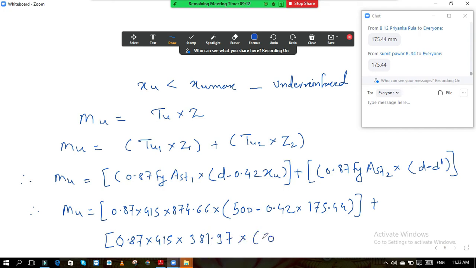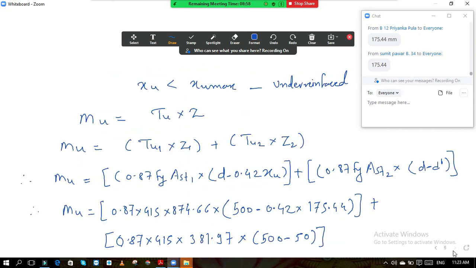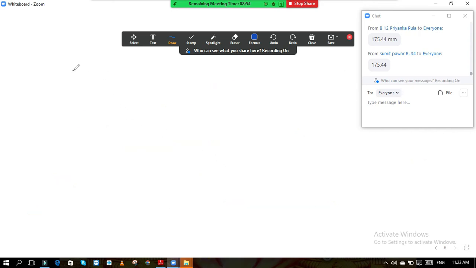381.97 into 500 minus d dash, which is given as 50. Now if you solve this, you will get the value of Mu: 196.68 kilonewton meter. So this is our final answer.